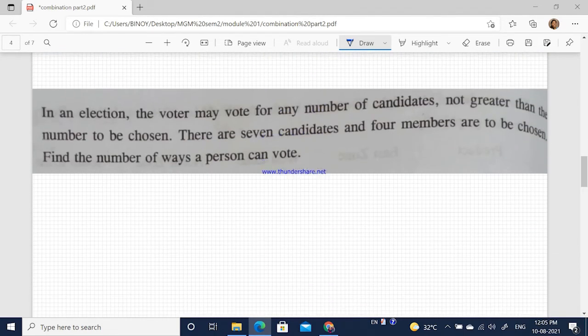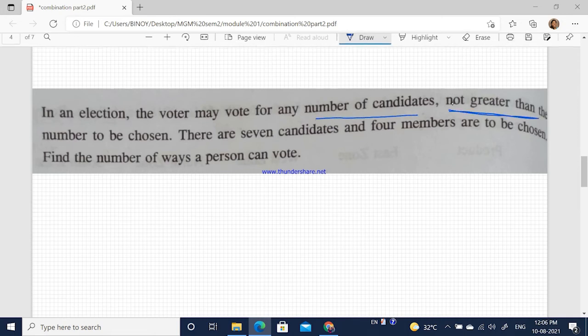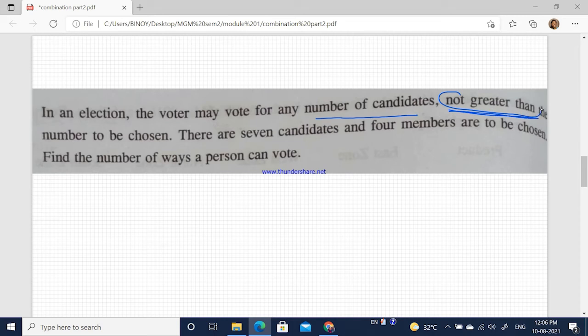Now, moving on to the next question. In an election, the voter may vote for any number of candidates, not greater than, keep this in mind, not greater than the number to be chosen. So you can vote for any of the candidates, but the only thing you should keep in mind is that it should not be greater than the number to be chosen.